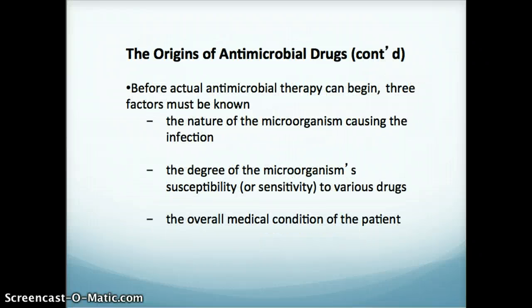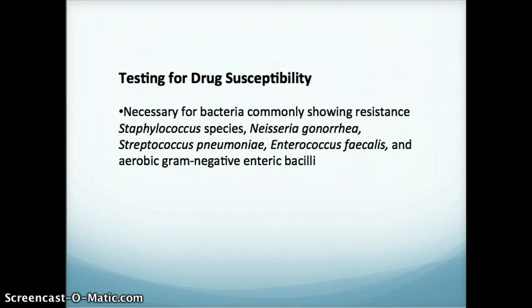So when we look at antimicrobial therapy, there are things that we need to think about before we actually treat somebody. The first is to know what the microorganism is that's causing the infection. That gives us an idea of what the target might be. Then the degree that that particular microorganism is susceptible or sensitive to certain drugs, and then also the overall medical condition of the patient. We need to make sure that what we're giving the patient is not going to make it worse than actually just having the infection. So we do need to test sometimes for drug susceptibility.